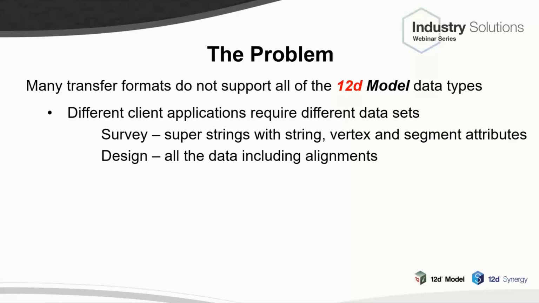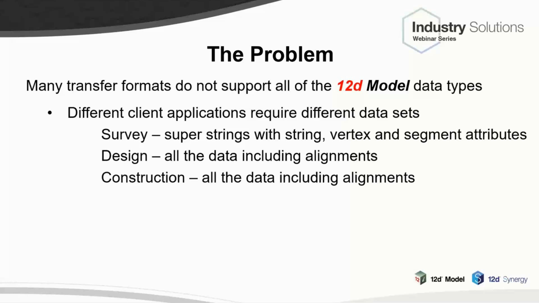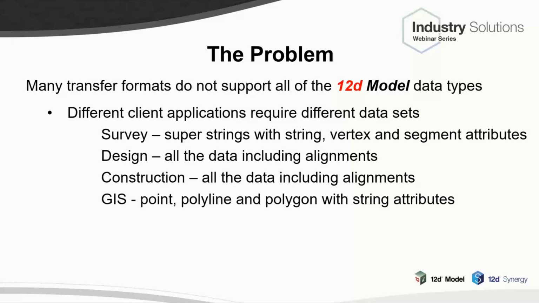So surveying tends to need to be able to get superstrings and lots of attributes about what they were doing. For design, again, you have superstrings and potentially more pipes and things, and also alignments, which a lot of packages do not support. For construction, again, all the data above, including alignments, because when you're setting out data for construction, for a road and things like that, you always need an alignment.